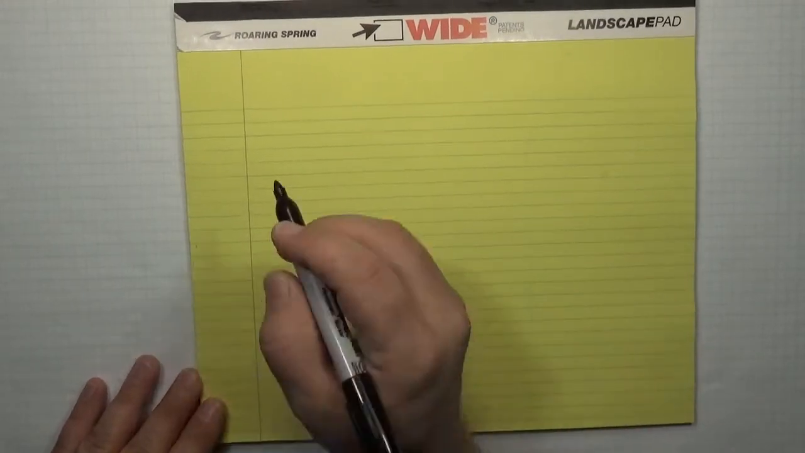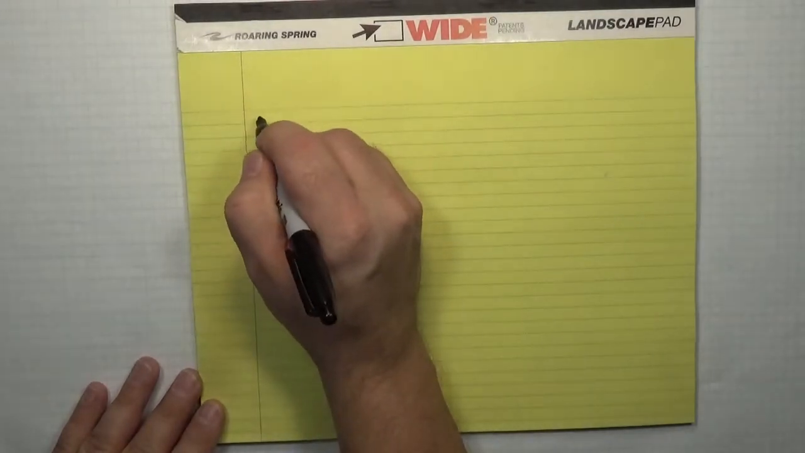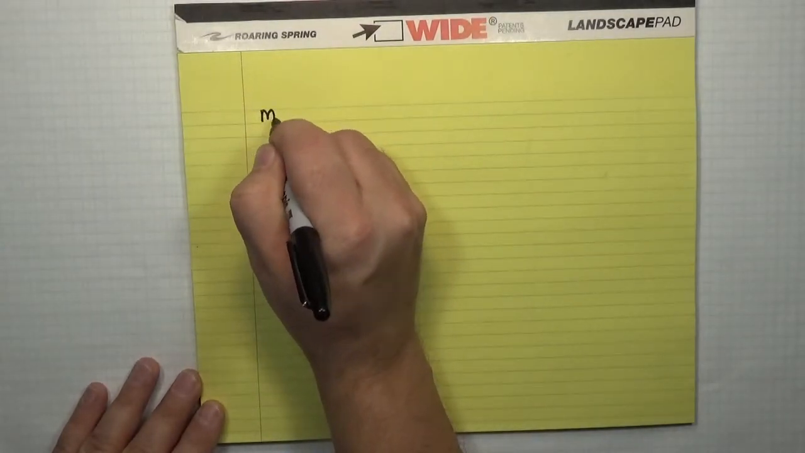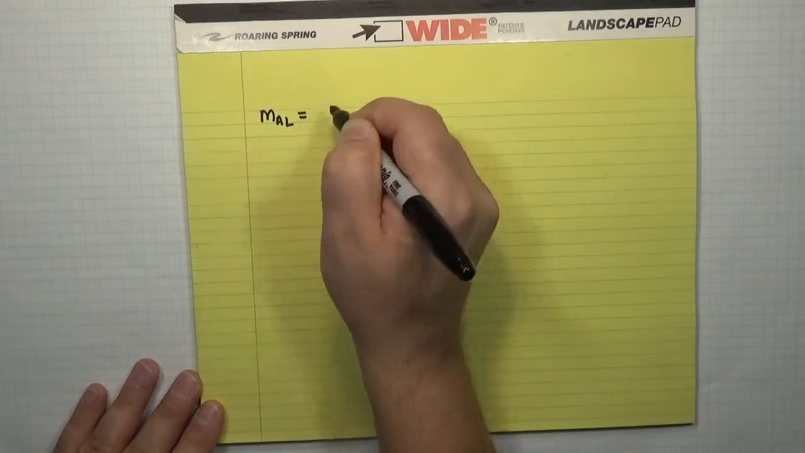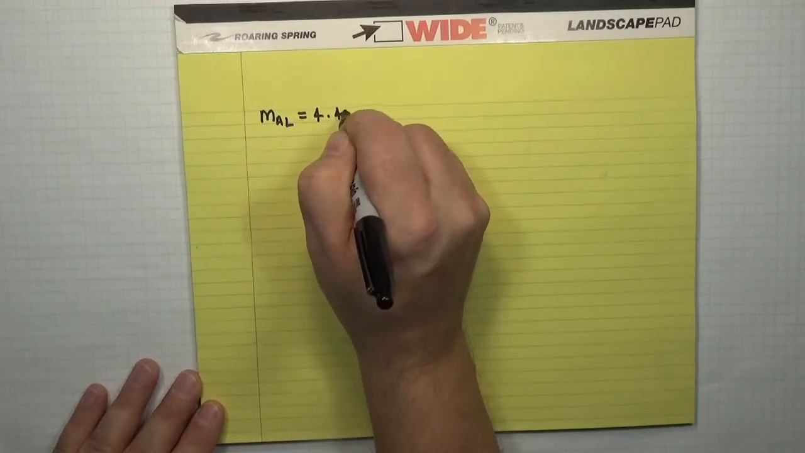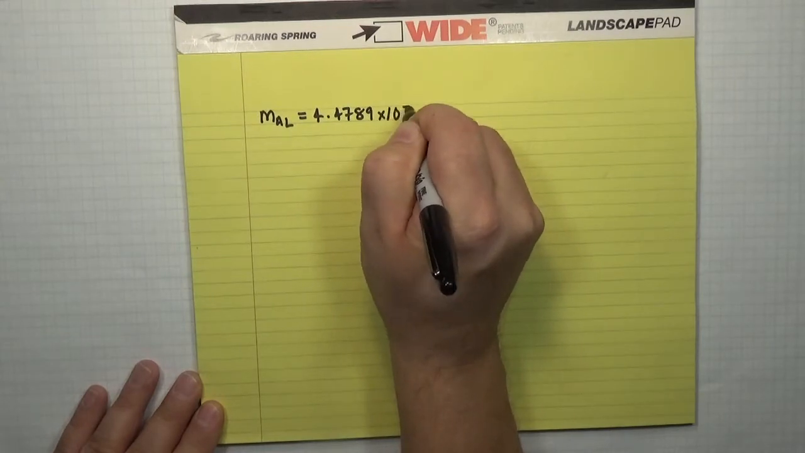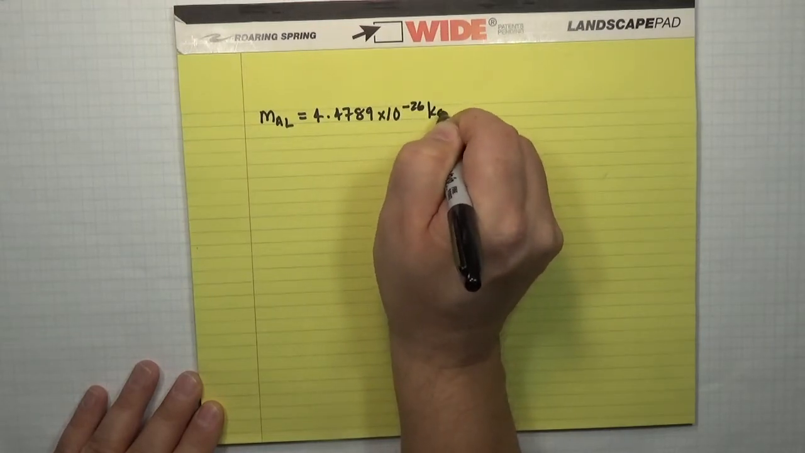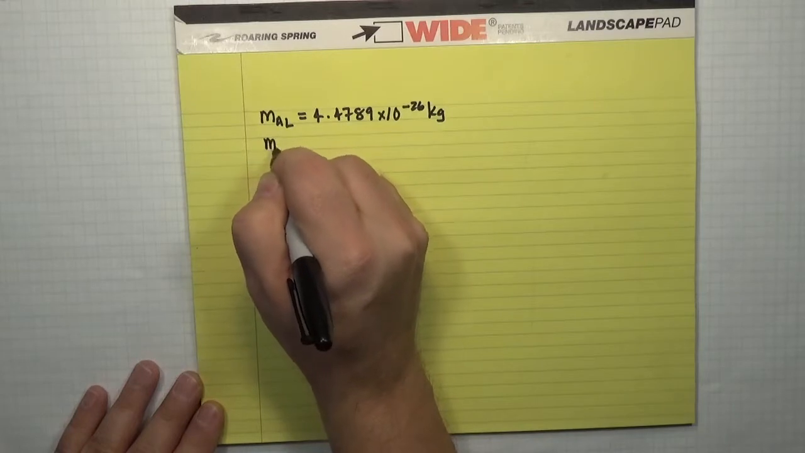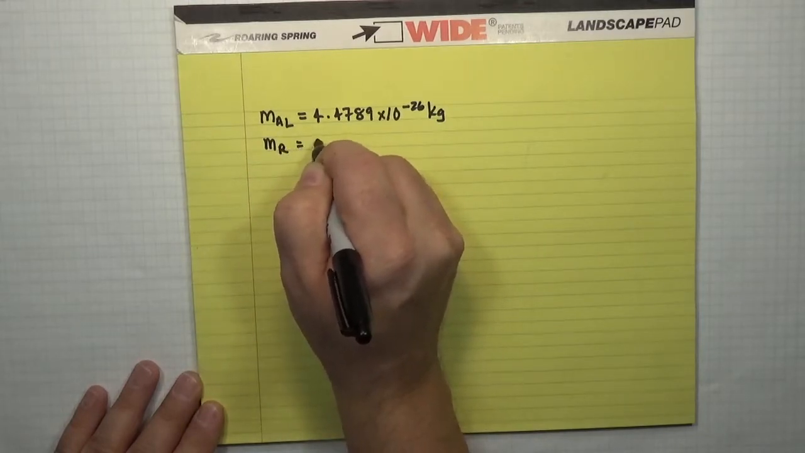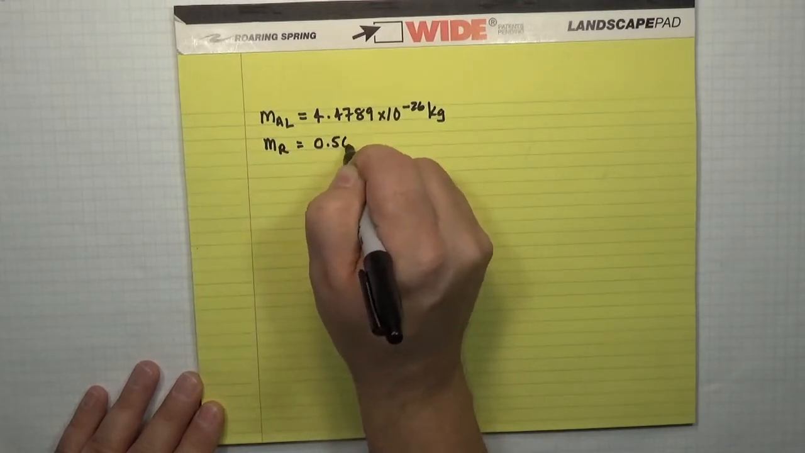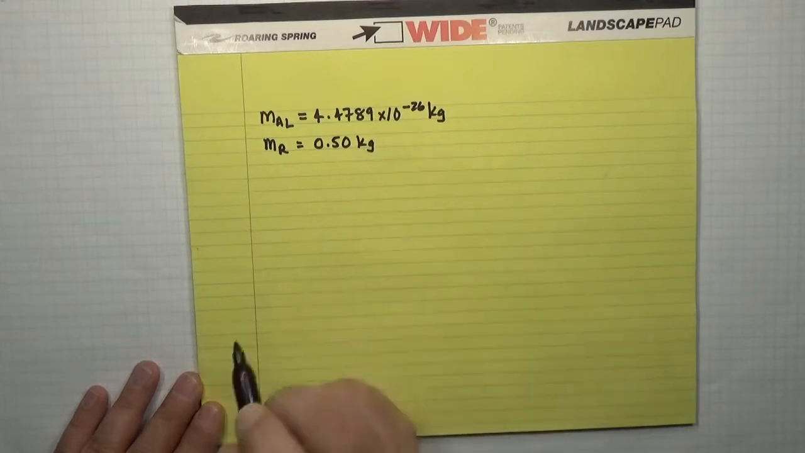But I'm going to start quite simply with the mass of a single aluminum atom, which if you go look it up, is 4.4789 times 10 to the minus 26 kilograms. And the mass of my ruler is 500 grams, which I'll write as 0.5 kilograms.